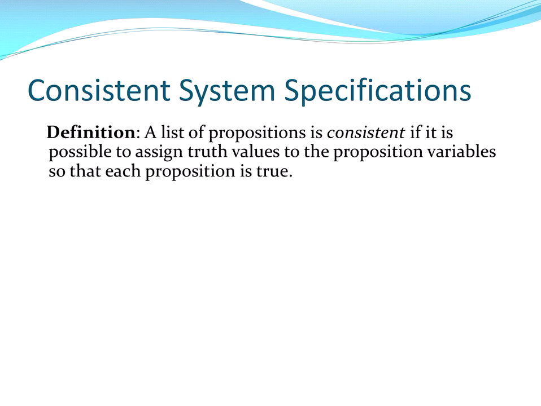So here's the definition. A list of propositions is consistent if it is possible to assign truth values to the propositional variables inside of the propositions so that each proposition is true. Now here's an example. We have three propositions. We want to know if they're consistent.